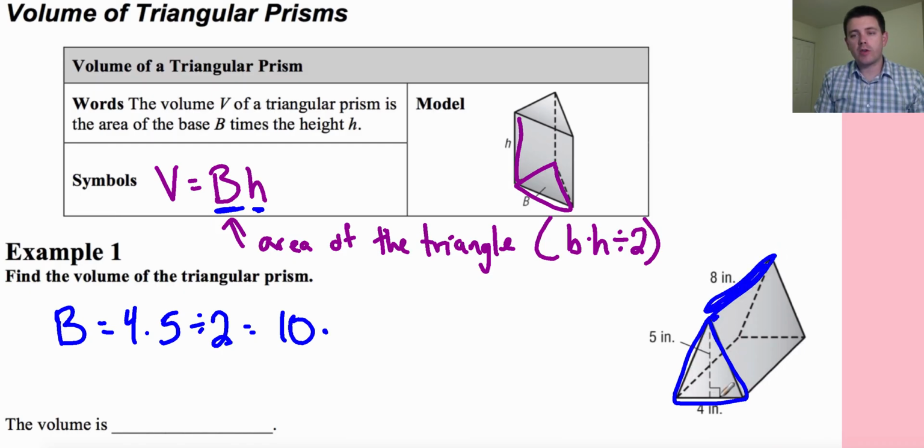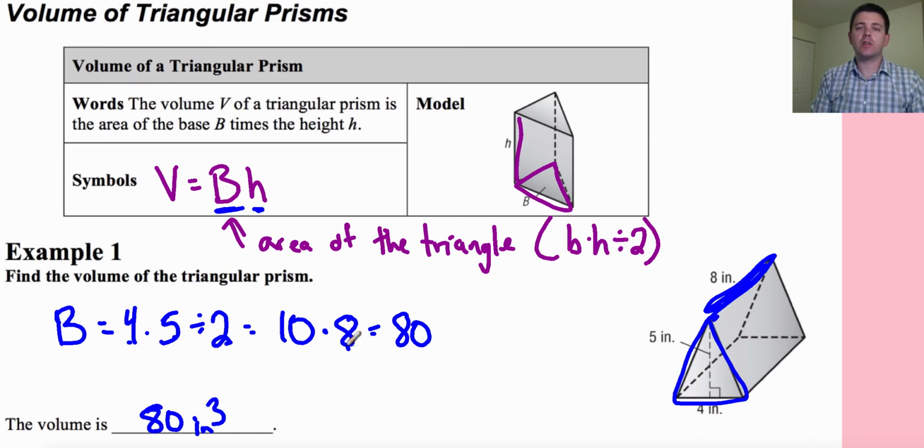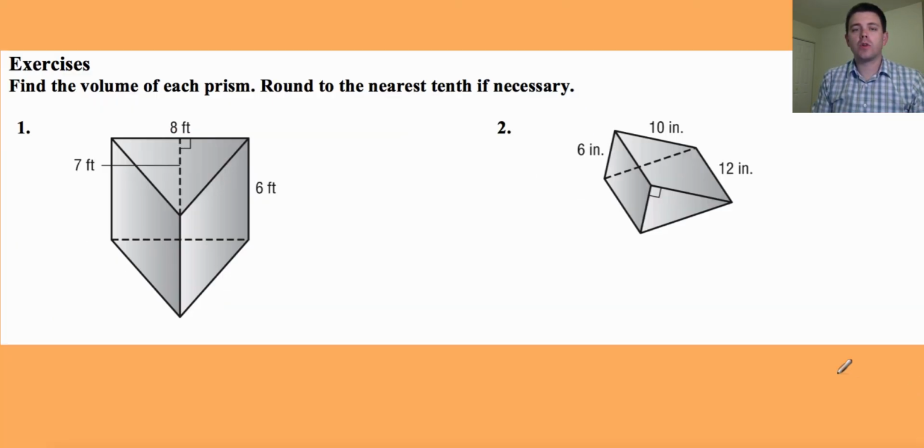So I found the area of my triangle. Then I multiply times the height of the prism, which is 8. 10 times 8 is 80. So my volume is 80. I'm dealing in inches, so inches cubed. Because I did 1, 2, 3 measurements that are in inches that are multiplied together. So let's try 2 more real quick. If you think you got the hang of it, give them a try on your own. Be careful on the second one. But let's try this one together.